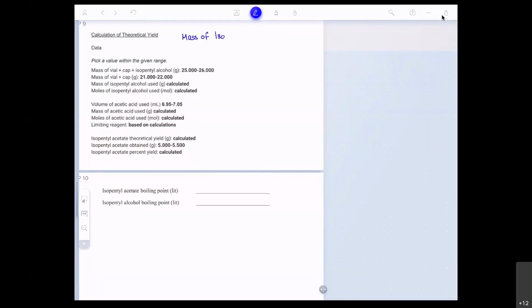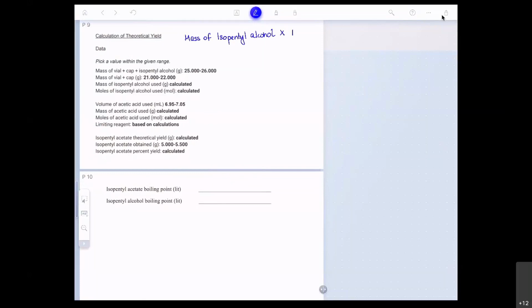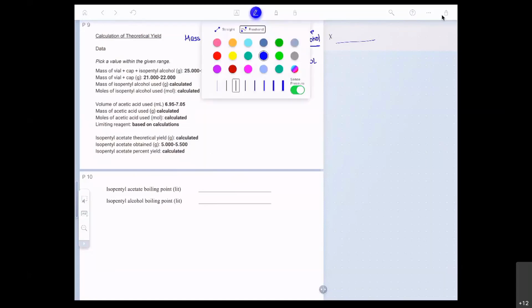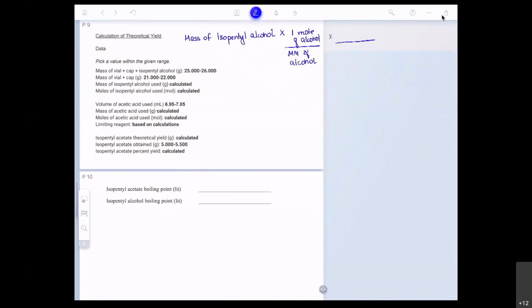So we're going to start with the mass of isopentyl alcohol. You may take the ratio of 2 to 1, but the reaction is 1 to 1. So remember that. It's going to be 1 mole of alcohol divided by the molar mass of alcohol, times a 1 to 1 ratio. That's what I wanted to stress. I know I kept saying 2 to 1, but that's to drive the equilibrium forward. So be careful here. This is 1 mole alcohol and then 1 mole ester. Then you want to go 1 mole ester.